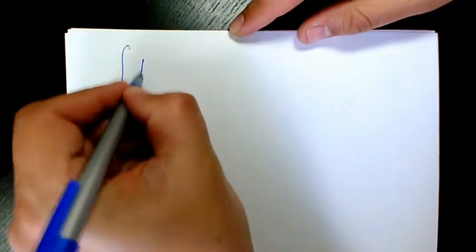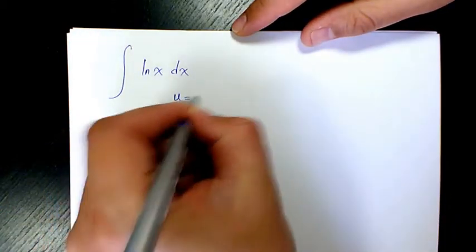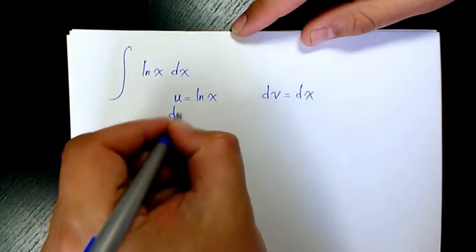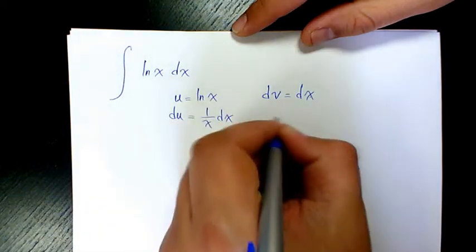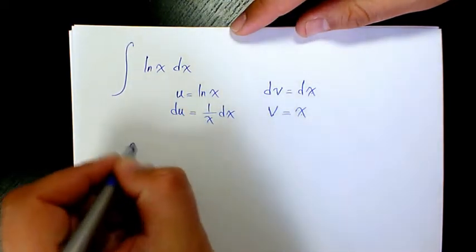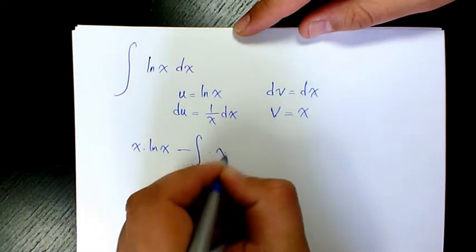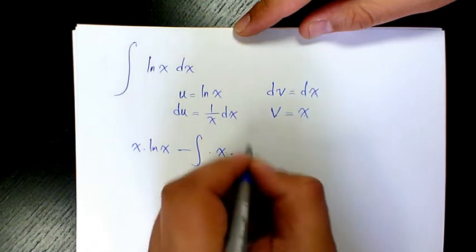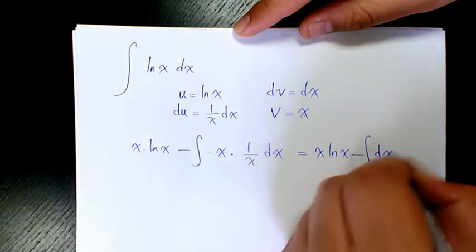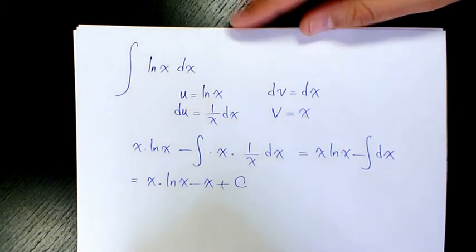Integral of ln x dx. I'm going to consider u as ln x, dv as dx. So du is going to be 1 over x dx. V is going to be x. So we have u times v, which is x ln x, minus v du, which is x times 1 over x times dx. That's going to be x ln x minus dx. It's going to be x ln x minus x plus c.